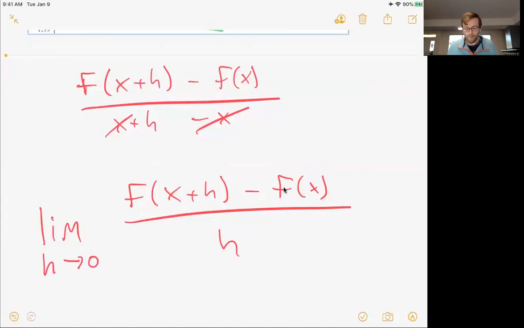Anyways, so hopefully this was useful to you in understanding the concept of derivatives.